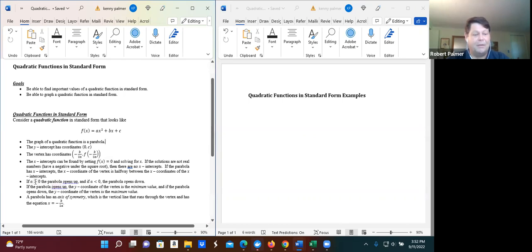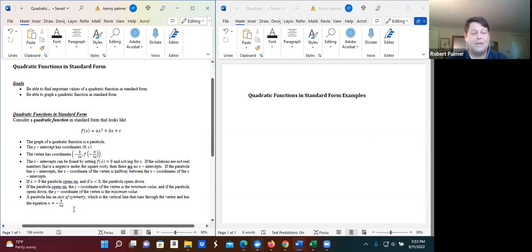Now, if a, this number in front of the squared term, which if you're familiar with the vertex form is the same a, is positive, your parabola opens up. If it's negative, your parabola opens down. And also, if the parabola opens up, the y-coordinate of the vertex is a minimum value. That's the lowest value of the function. And if it opens down, the y-coordinate of the vertex is a maximum value.